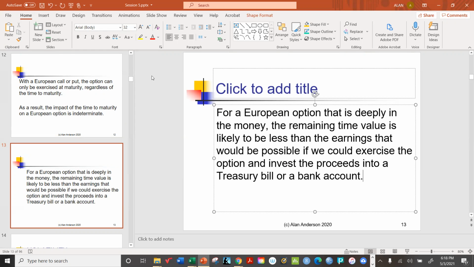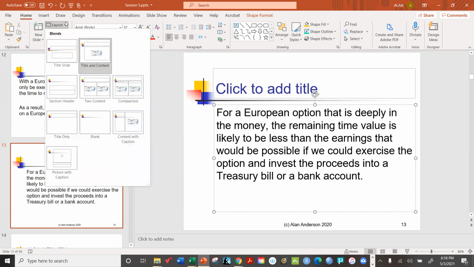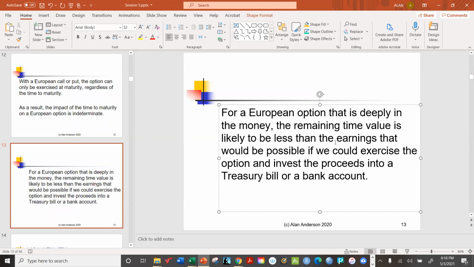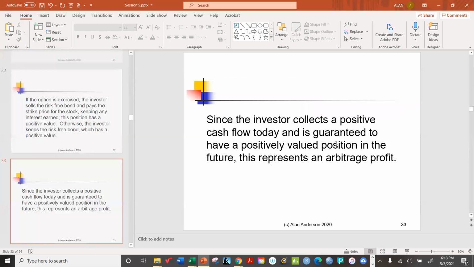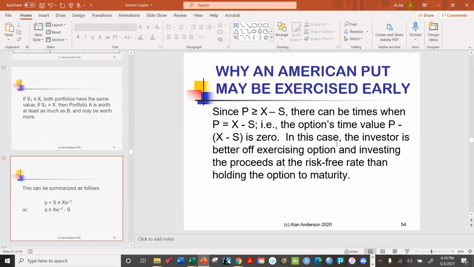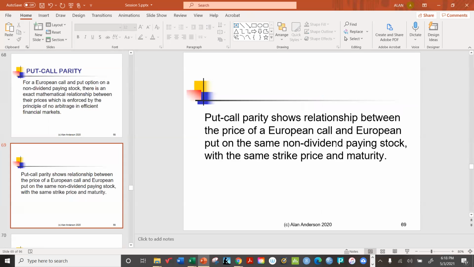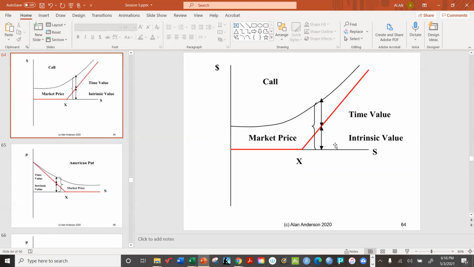Now, we haven't really talked about time value in such great detail, but I think that's going to come up in this chapter. Let me just jump ahead a little bit and see if we're way down here. All right. So why don't we take a quick look at this graph while we're talking about time value.